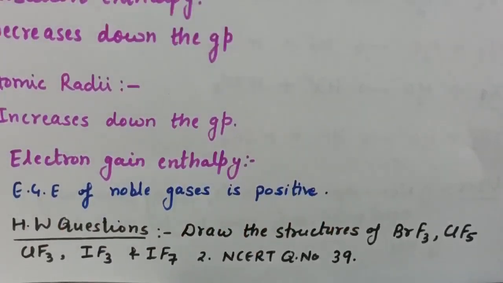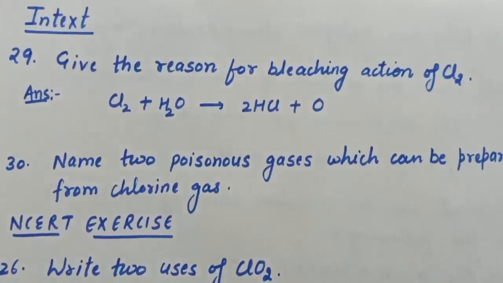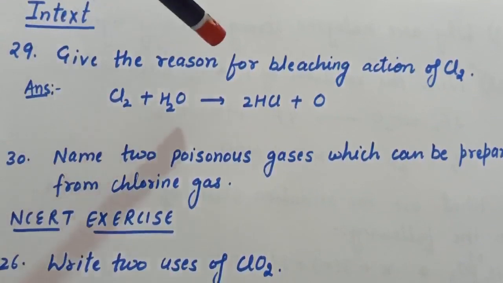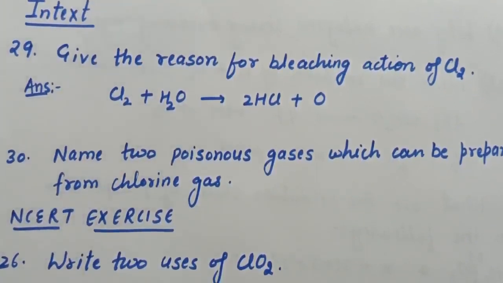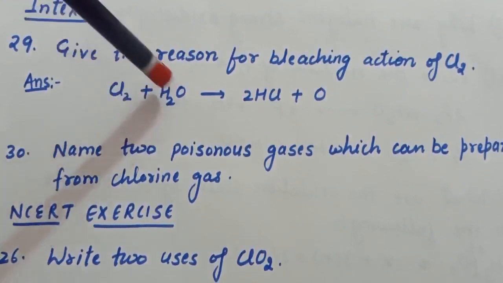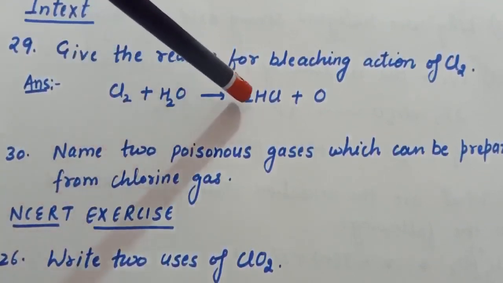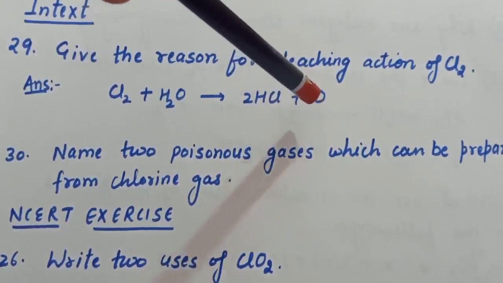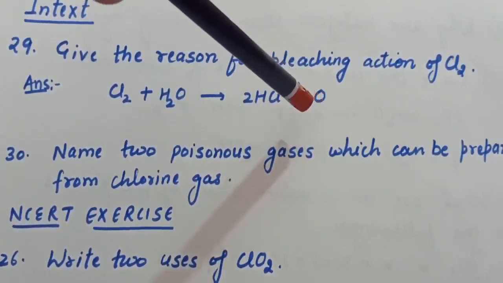Now I will be discussing the homework that I gave you in lecture number 10. First is in-text questions. Question number 29. Give the reason for the bleaching action of Cl2. Cl2 in water, that is an aqueous solution of Cl2, gives HCl plus nascent oxygen, and this nascent oxygen is responsible for the bleaching action.